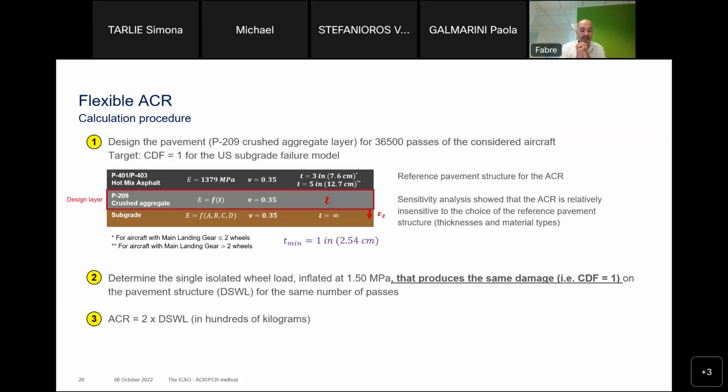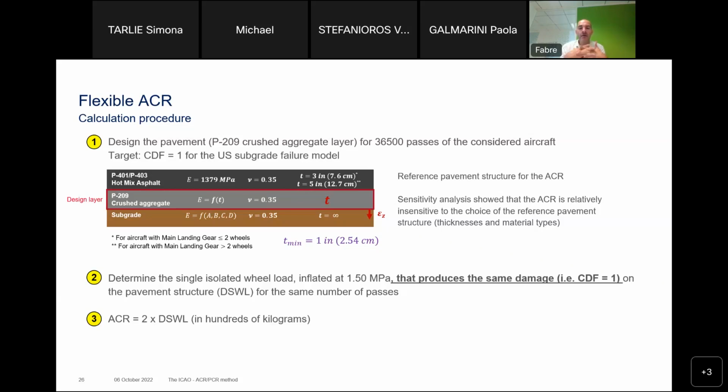Then the ACR is automatically computed as follows. First, with the reference structure, we design the pavement for 36,500 passes of the considered aircraft. And then we determine the single isolated wheel load, inflated at a standard air pressure of 1.5 megapascal, that produces the same damage, that is a CDF of 1, on the pavement structure for the same number of passes.